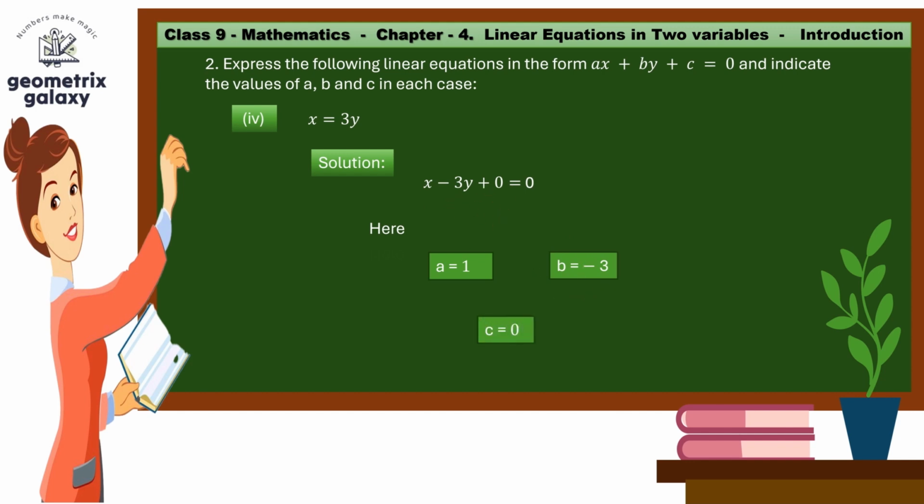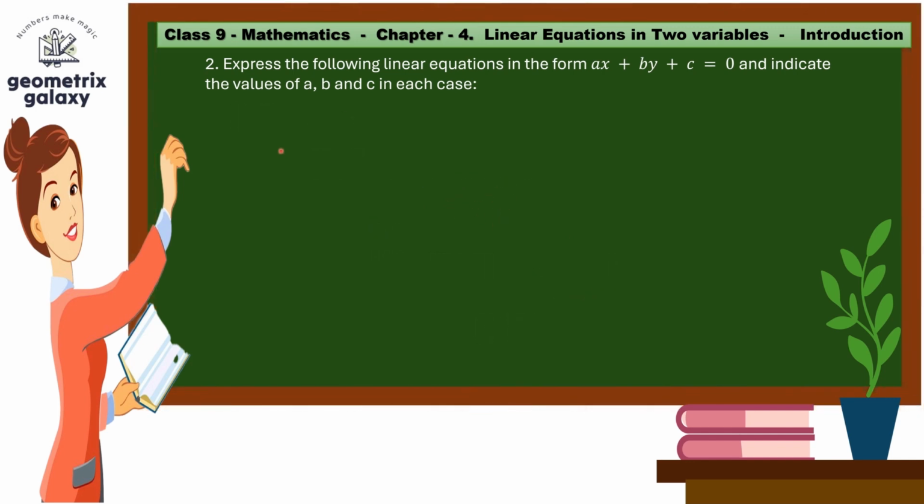Fifth subdivision is 2x is equal to minus 5y. Here also we don't have a constant term. Therefore the constant becomes 0. Now the general form of 2x is equal to minus 5y is 2x plus 5y plus 0 is equal to 0. So a takes the value 2, b is equal to 5 and c is equal to 0.